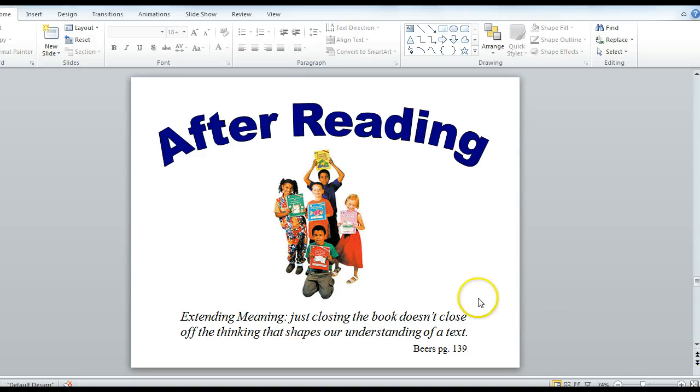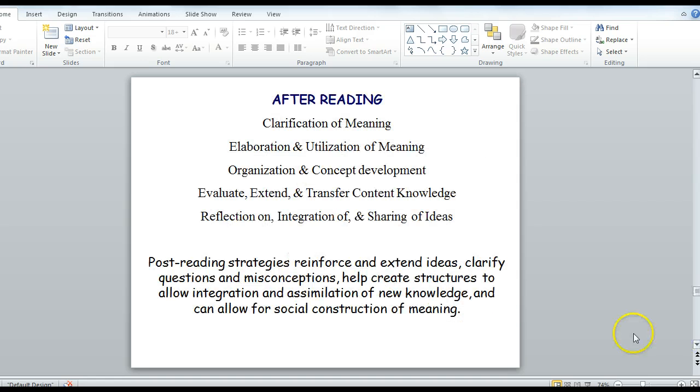And then there's after reading. Extending meaning: just closing the book doesn't close off the thinking that shapes our understanding of text. So finishing the book doesn't mean the experience is over. This is also from the last slideshow.